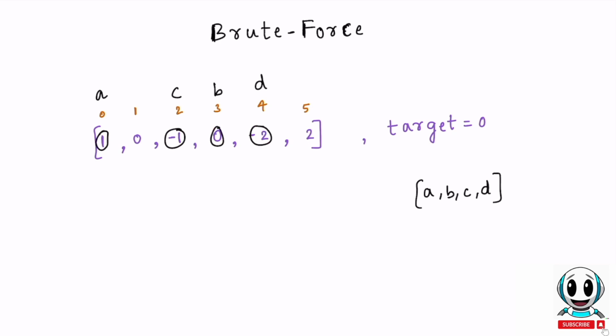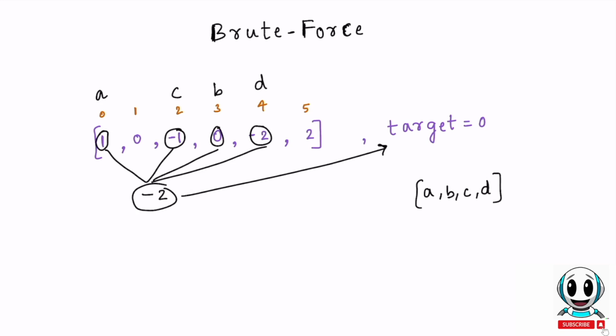And we find the sum of all the elements in the current quadruplet, which is -2. And we compare the sum with the target we expect. If the sum is the same as target, we add this quadruplet into output. But before adding this quadruplet into output, we have to check if it already exists in the output. If not, then we add this to the output. If the sum is not equal to the target, then we ignore this quadruplet and continue with the remaining indices.